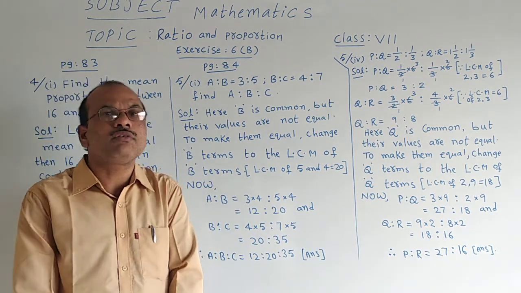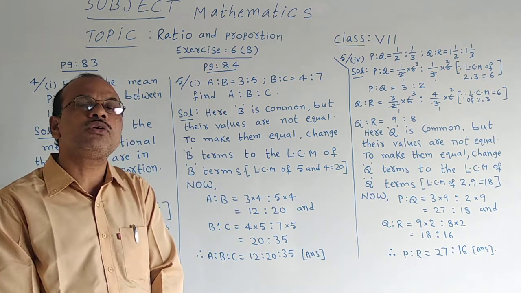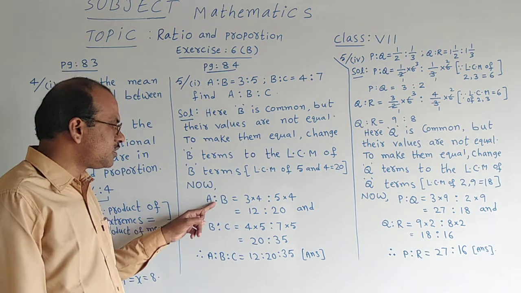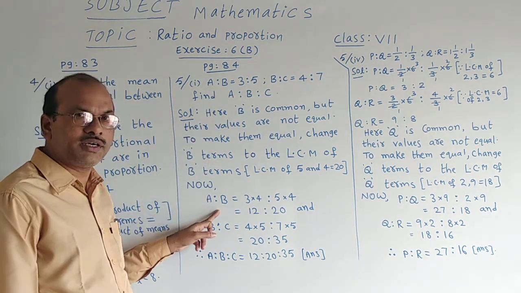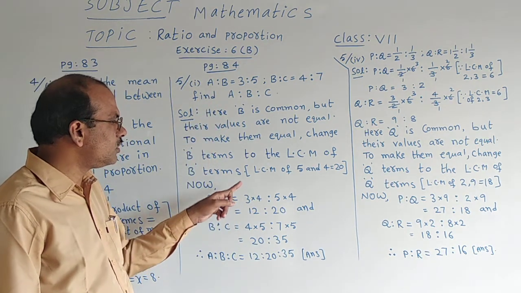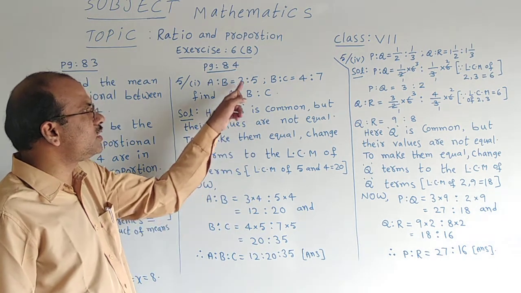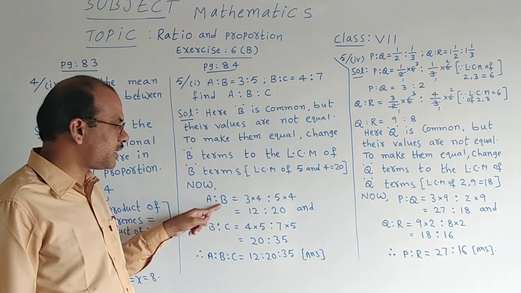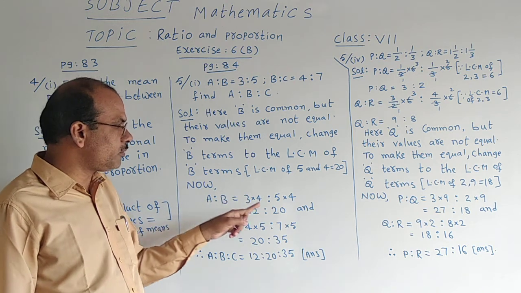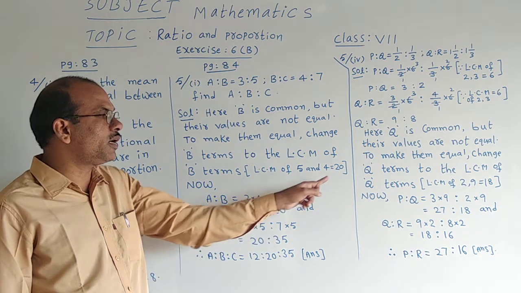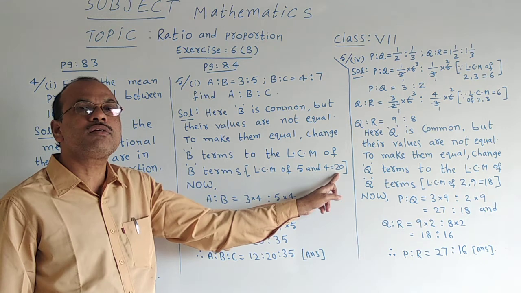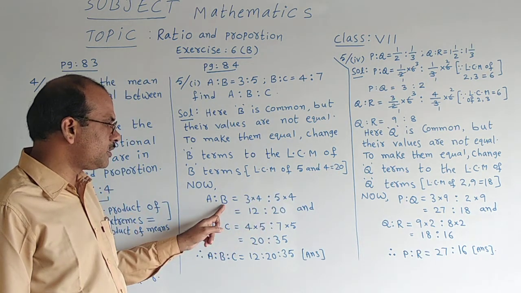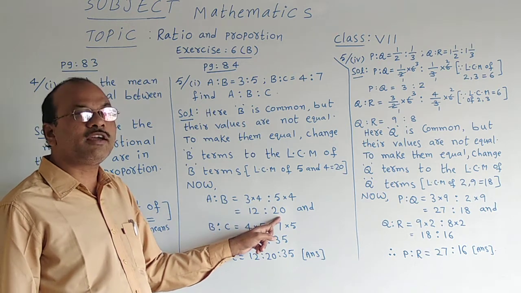As they have asked, we can write A is to B is to C. Okay, now students, here A is to B, from the given question I have written, is equal to 3 is to 5. Then B term means this is the second term. That second term I want to get as 20. Why? Because the LCM of the B terms is 20. That 20 I must get.